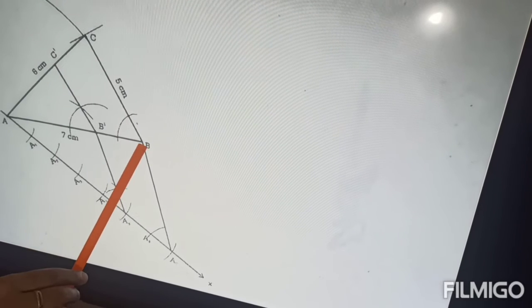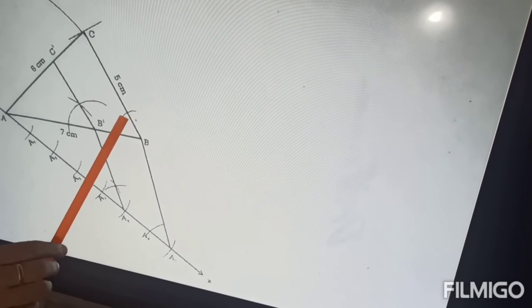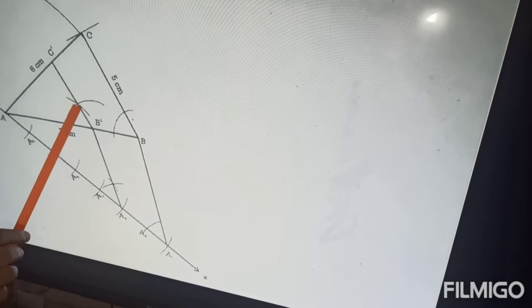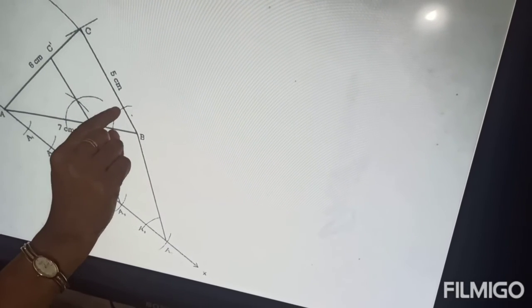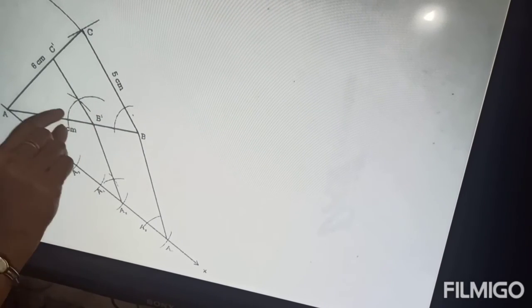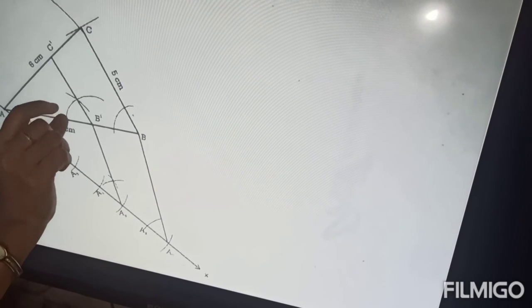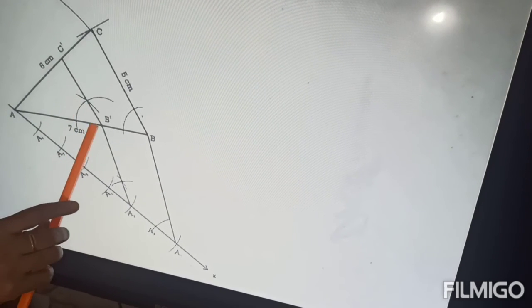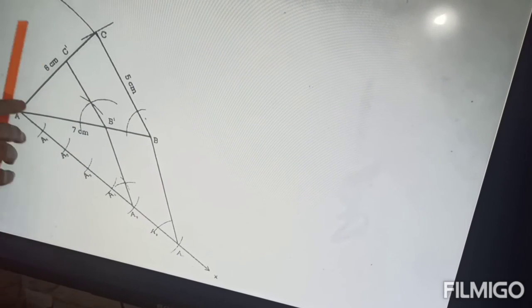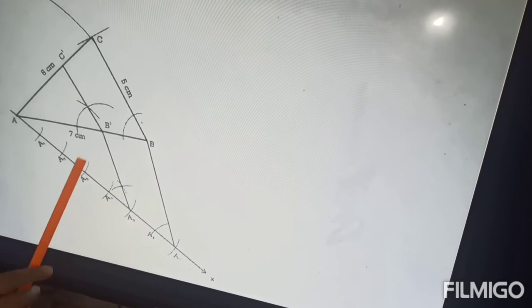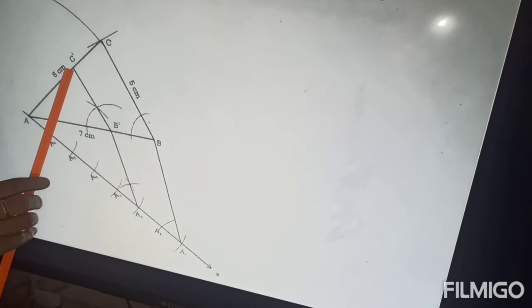How will we construct this straight line parallel to BC? First, this is already there, no? Mark 2 arcs here, on B and on B dash. After that, take this distance with a compass and keep it on this arc, cut like this. We got the intersecting point now. Join B dash and the intersecting point and produce it. That line cuts AC at C dash.